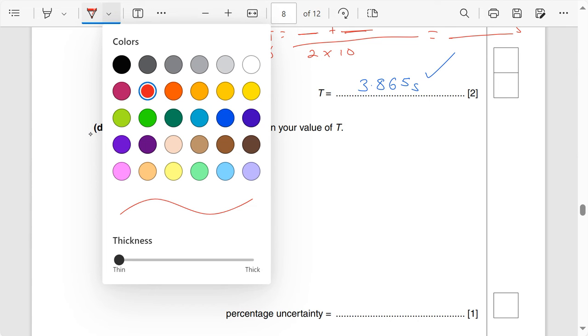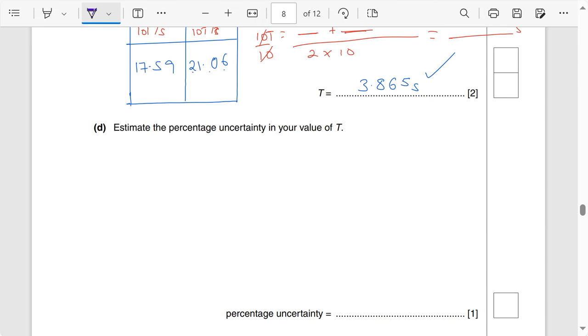Percentage uncertainty in your value of t. I'll do two methods. Since it is time, I'm going to divide this space into 2 so that I do 2 methods. You choose one. For time, I know that the reaction time of a normal human being is 0.2 seconds. That is the normal reaction time. But when you look at the stopwatch used, the least count is 0.01 seconds. But the reaction time is 0.2. Remember, you are pressing start, you are pressing stop. So total reaction time could be approximately 0.4.